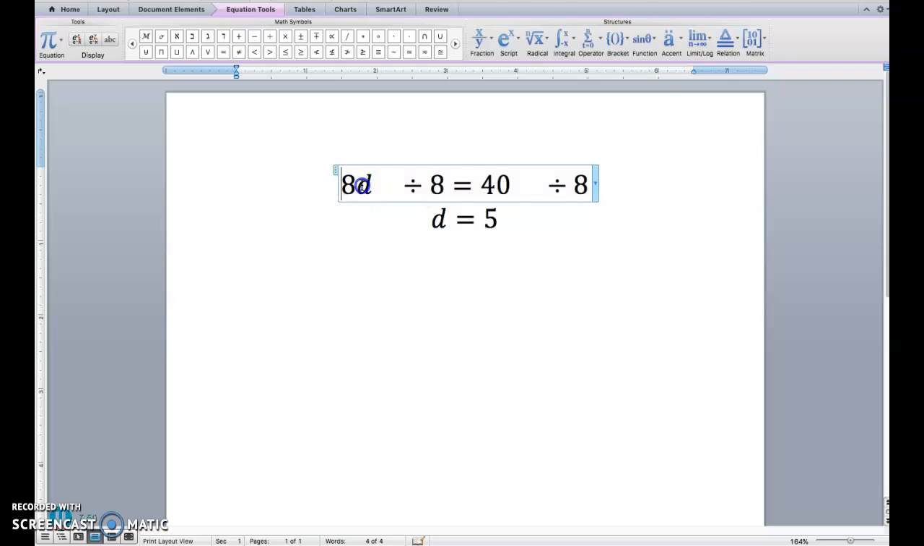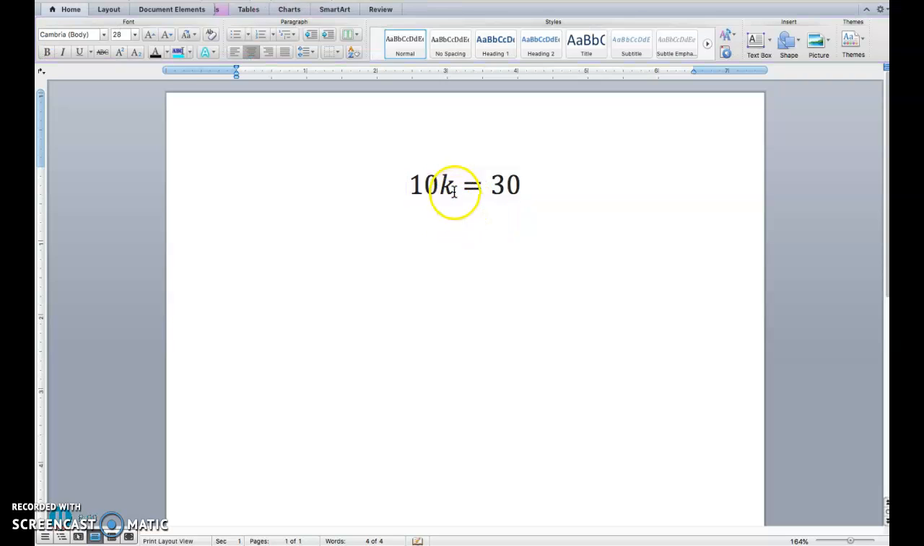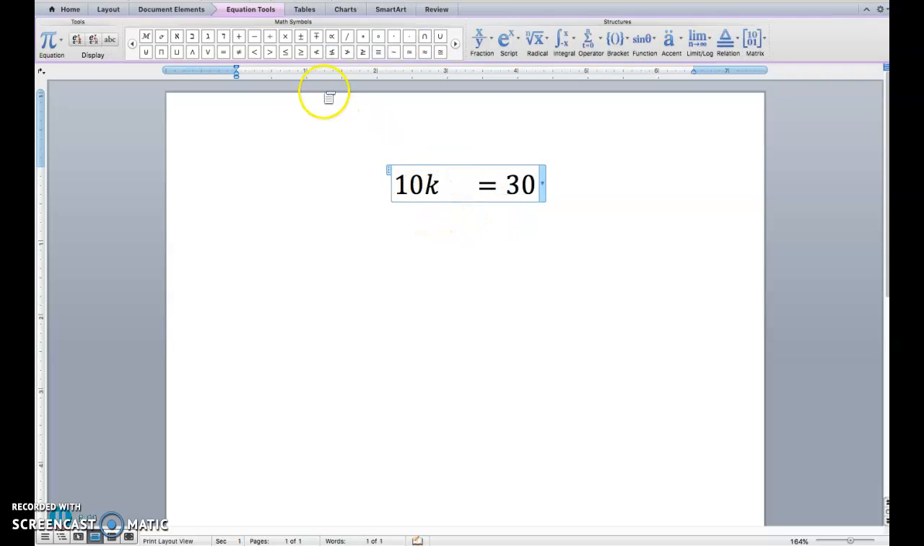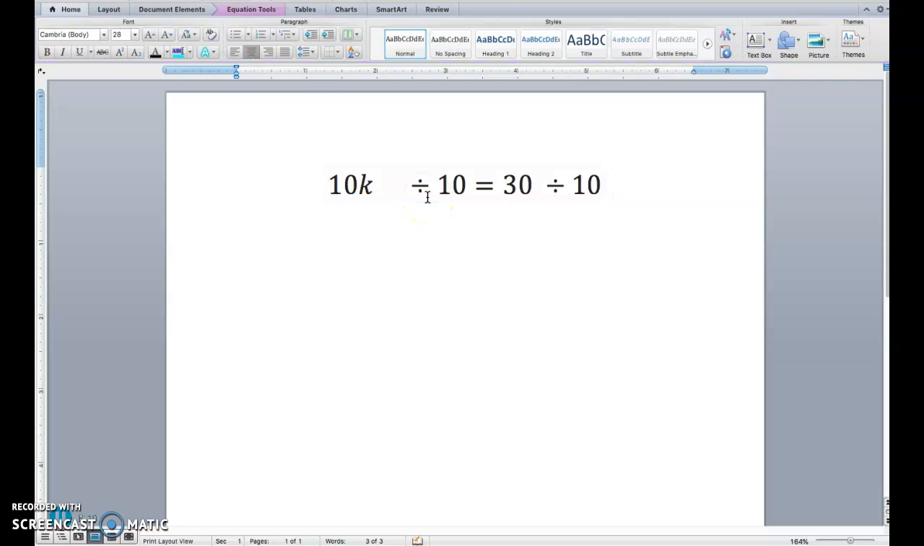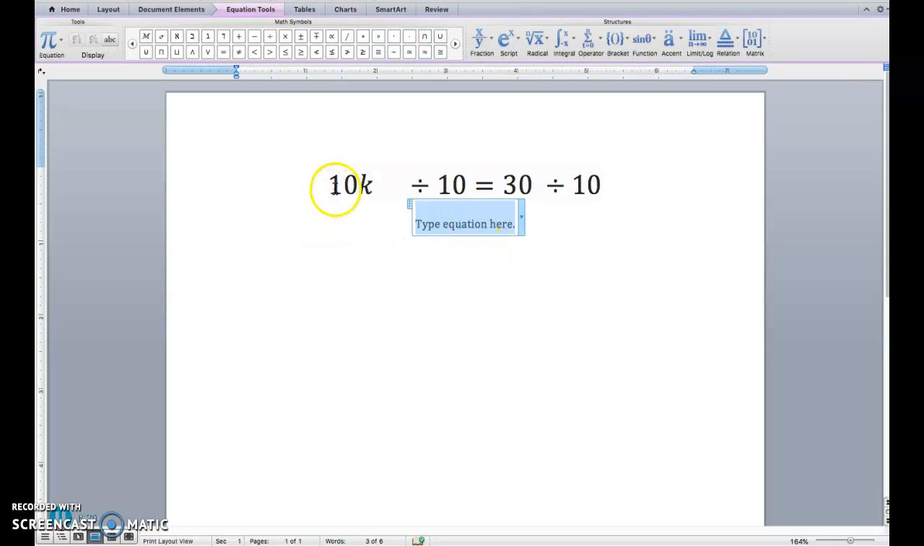I'm just going to do one more. 10k equals 30. All right. How do I undo multiplying by 10? Well, that's dividing by 10. So divide by 10. If I divide by 10 on the left side of the equation, then I need to divide by 10 on the right side too. So divide by 10. All right. So multiplying by 10 and dividing by 10, those two cancel each other out. So that means all I have left on this side is k. K, bring down my equal sign. 30 divided by 10 is 3. So k equals 3. Let's see if I'm right.